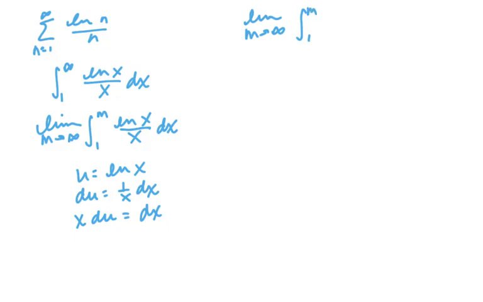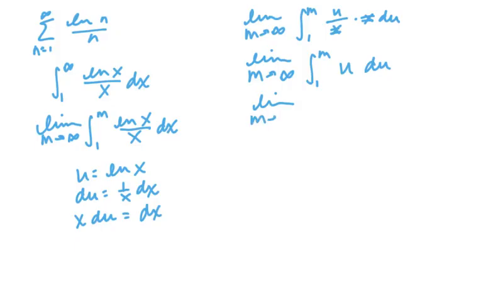Now the natural log of x is u, and then we have that over x. What's really good is that my dx is x du, so these x's cancel nicely. If your x's don't cancel out, you can't integrate the combination of u's and x's. Something's wrong. So we have 1 over m, u du. So we have the limit as m approaches infinity. Now the integration of u is 1/2 u squared from 1 to m.